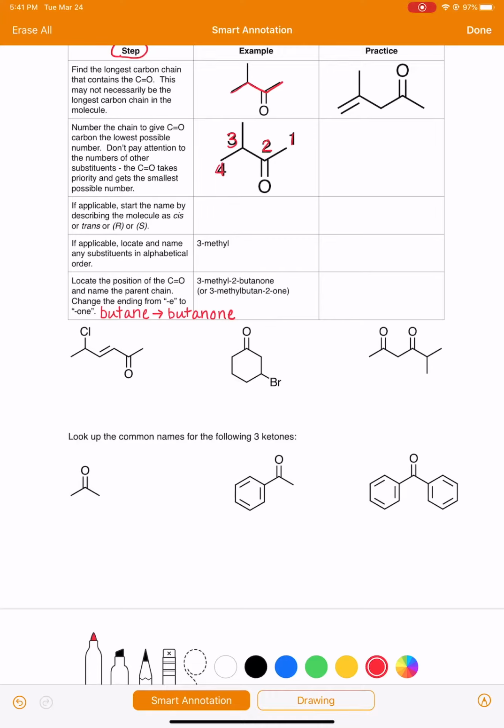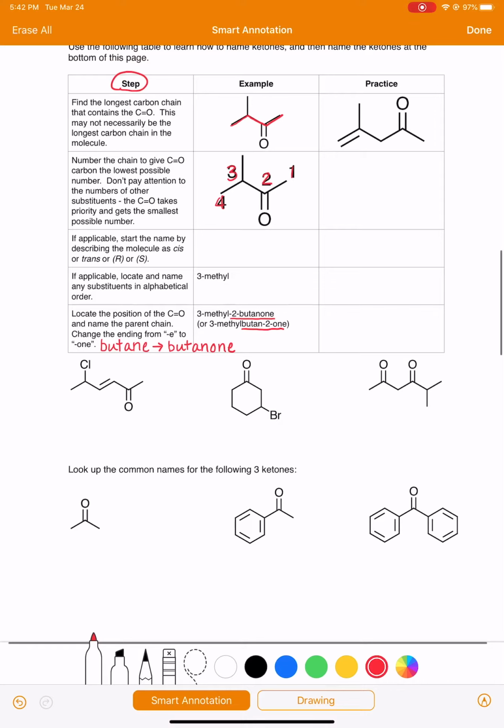We have to say the location of the carbonyl group for the ketone, and we can put that location in front of butanone. So we could call this 3-methyl-2-butanone, or we can put the location in the middle of the name, so we could call it 3-methyl-butan-2-one, whichever you would prefer. Let's try the practice over here.